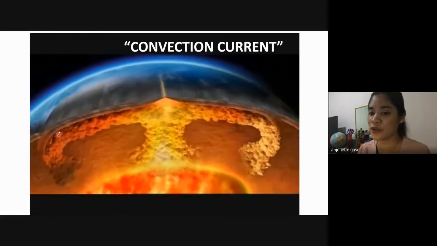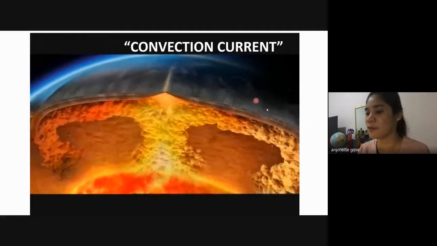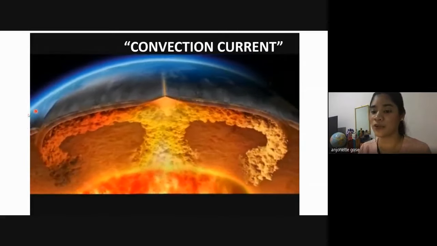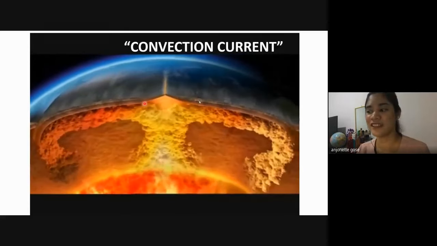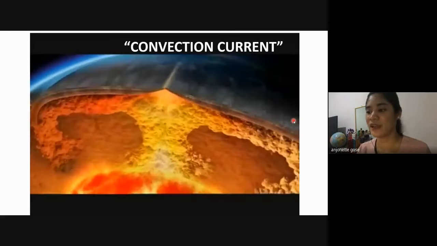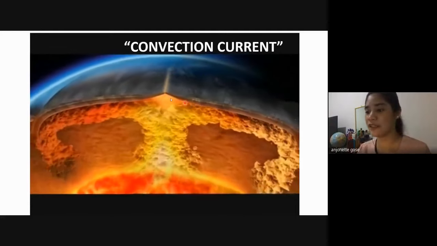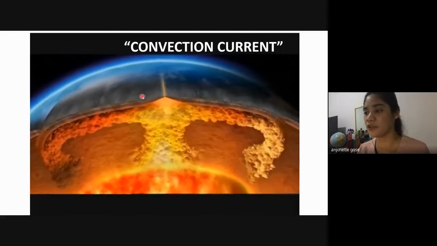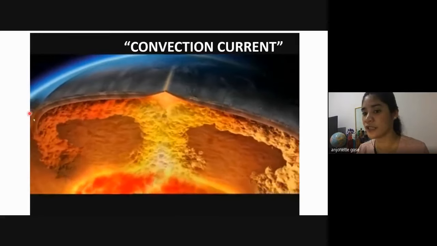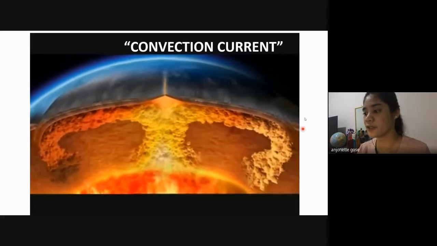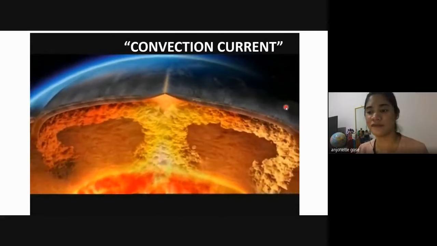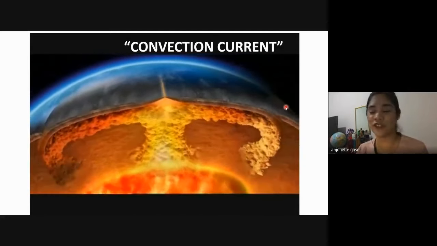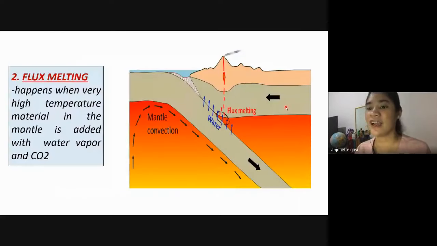Now, kung titignan nyo dito sa case na to, nagkakaroon ng divergent dito. But sa case na to, sa dulo, anong boundary yan? Anong type of plate boundary ang nagaganap sa kabilang dulo? Look at the video. Anong another plate boundary yun? Diba, ito ay divergent boundary. Pero sa magkabilang dulo niya, dito sa part na ito at sa part na ito, anong plate boundary na yan? Convergent. Okay, convergent boundary na yon. So, sa convergent boundary naman, ang nagaganap ay flux melting.